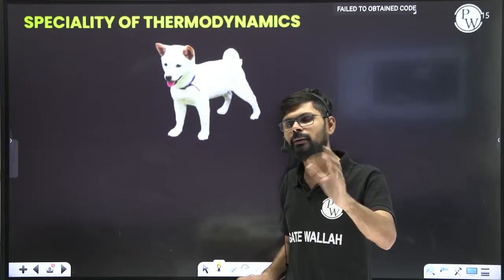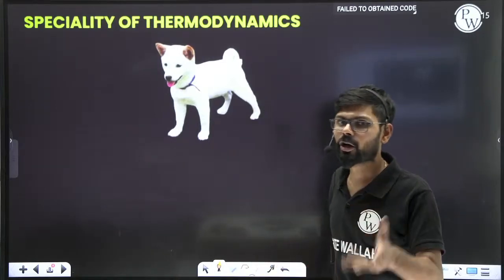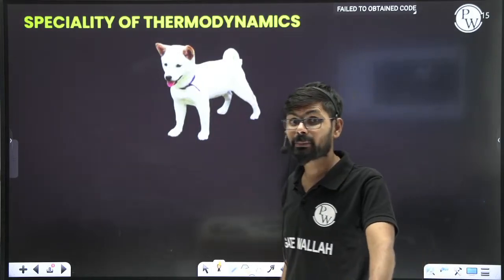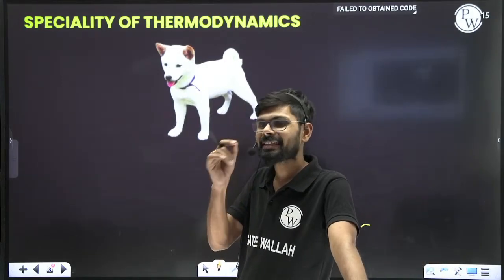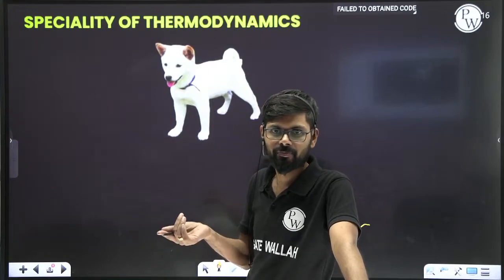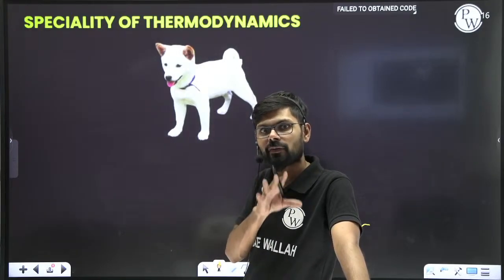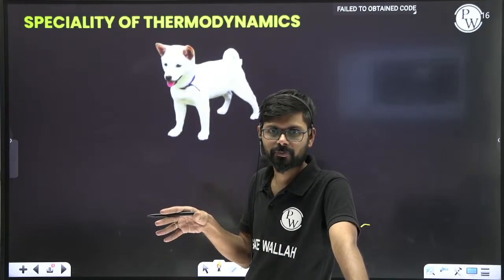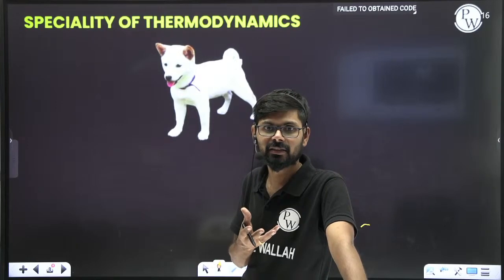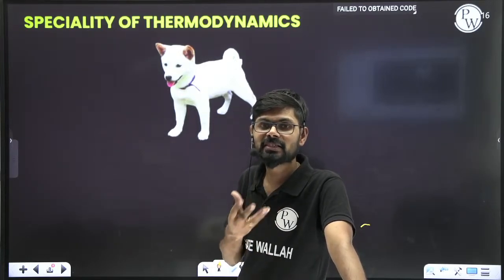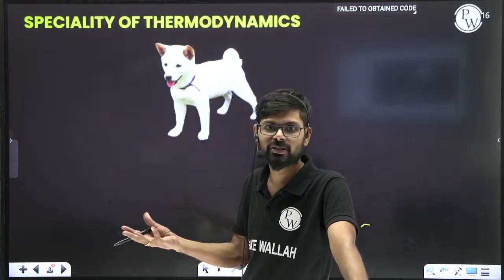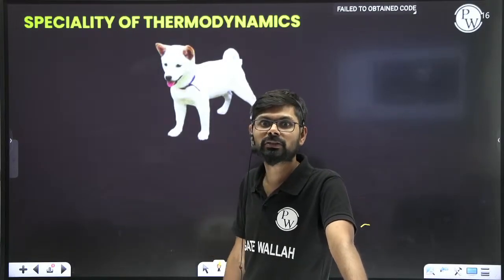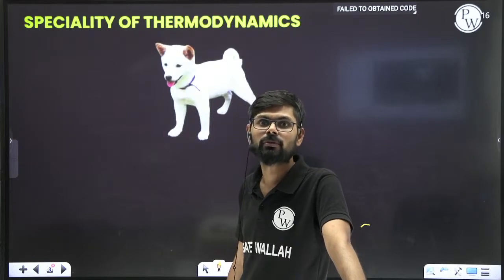Okay, thermodynamics. The second law of thermodynamics, let's say. Another example I'm giving. The second law of thermodynamics says that no heat engine can give 100% efficiency. This is the speciality. This is the subject which tells us what things are not possible, so that you do not waste resources on them. There are things which are impossible.